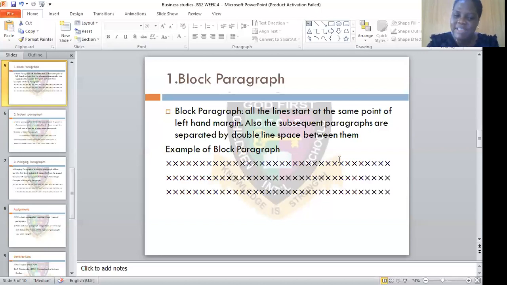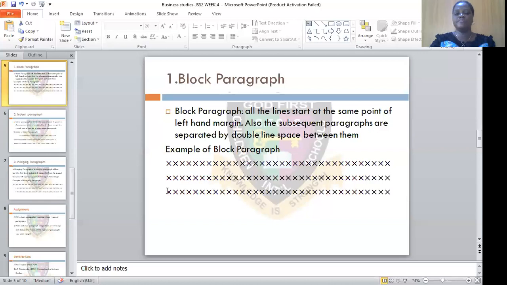Where you will start writing or typing from the second line will still be at the same point where you started writing on the first line. The same thing, you will type towards the right margin, and where you stop there at the page setting, you click enter and go to the next line. The next line will still start at the same point where the first and the second line started.